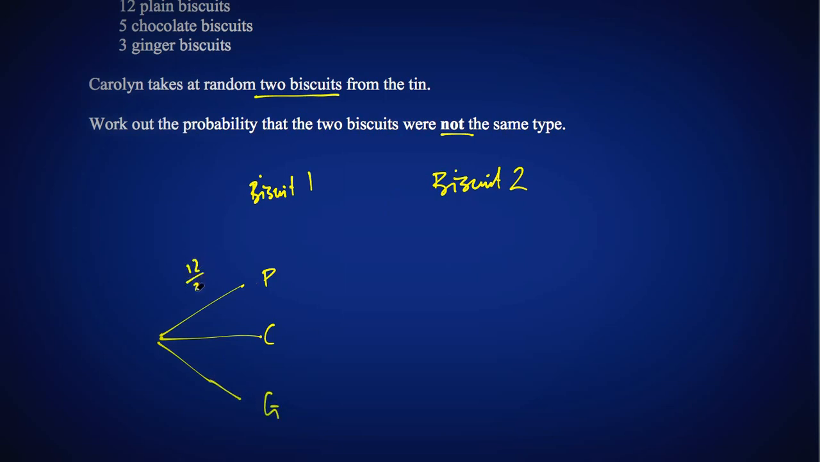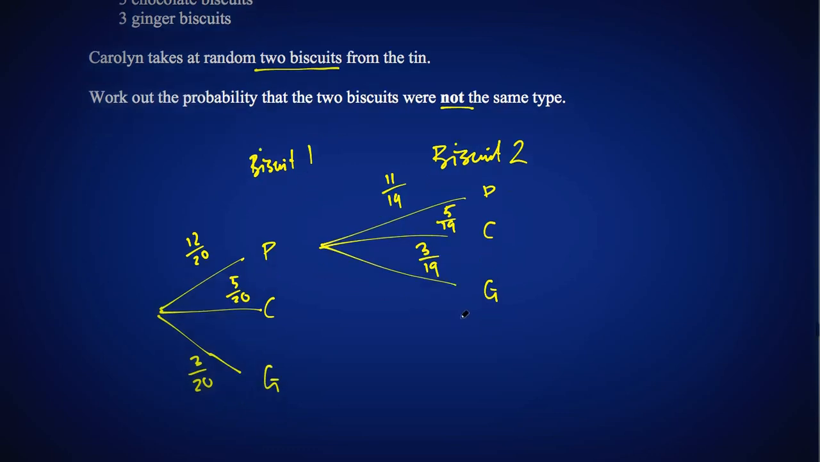That's 12 out of 20, probability of 5 out of 20, and probability of 3 out of 20. This is conditional probability, and after she's taken a plain biscuit, there will only be 11 plain biscuits left out of the total of 19 left. However, there are still 5 chocolate biscuits because they haven't been taken yet. So plain, chocolate, ginger. And there would still be 3 ginger biscuits left.